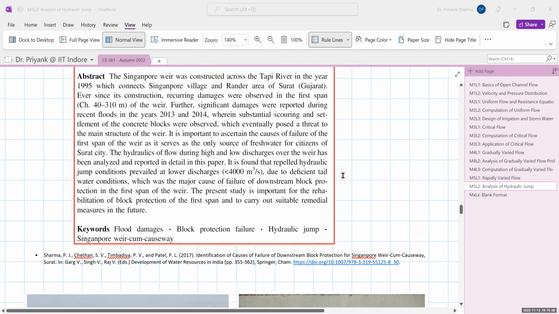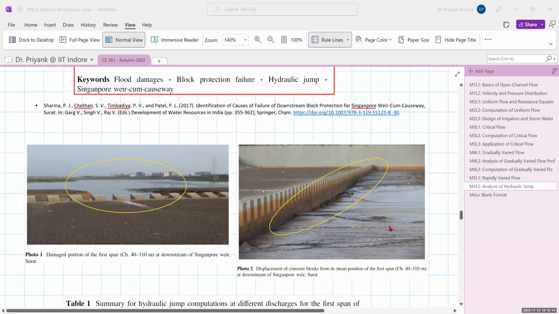If you look at the picture, taken around 2017 or so, when this study was conducted, you can see in a weir, this is the concrete portion, and these are the end sills which are meant for raising the flow to some extent in the stilling basin. This part is the stilling basin, and upstream of this there is a weir portion, and in the downstream this was the concrete block protection.